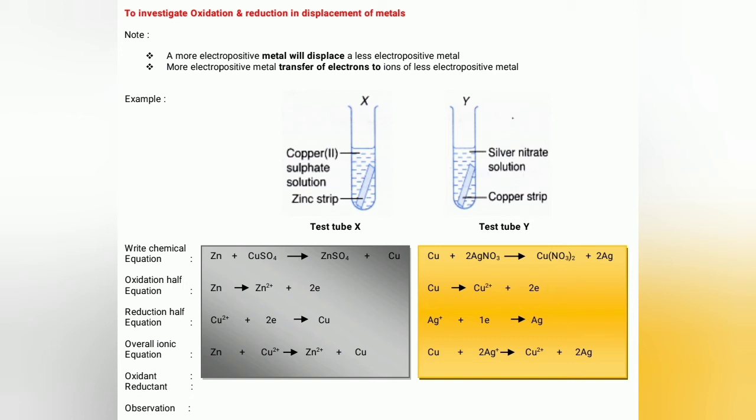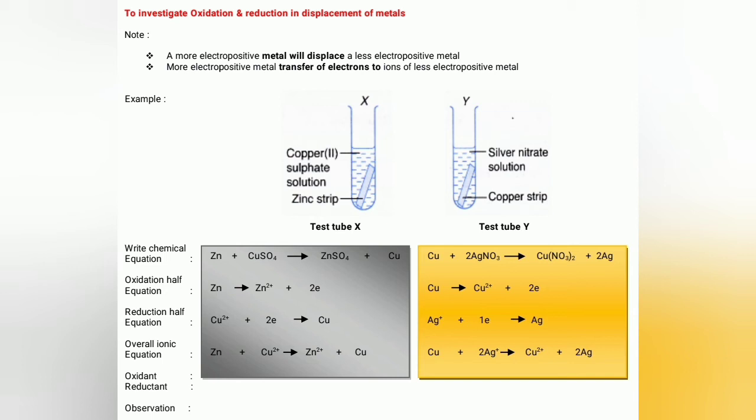In test tube Y, copper atoms displace silver ions from silver nitrate solution. Copper is more electropositive than silver, so copper metal acts as the reducing agent because copper atoms lose two electrons to form copper(II) ions. So copper metal is oxidized. This explains why the copper strip dissolves.